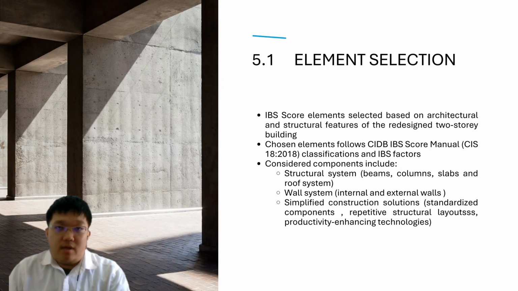The slide explains how the IBS elements were selected. The elements were chosen based on the architectural and structural features of the redesigned two-story buildings. All selected elements follow the CIDB IBS score manual CS 18-2018 classifications and IBS vectors. The main components considered include structural systems such as beam, column, slab, and roof system, wall system for both internal and external walls, simplified construction solutions, including standardized component repetitive layouts, and productivity-enhancing technologies.